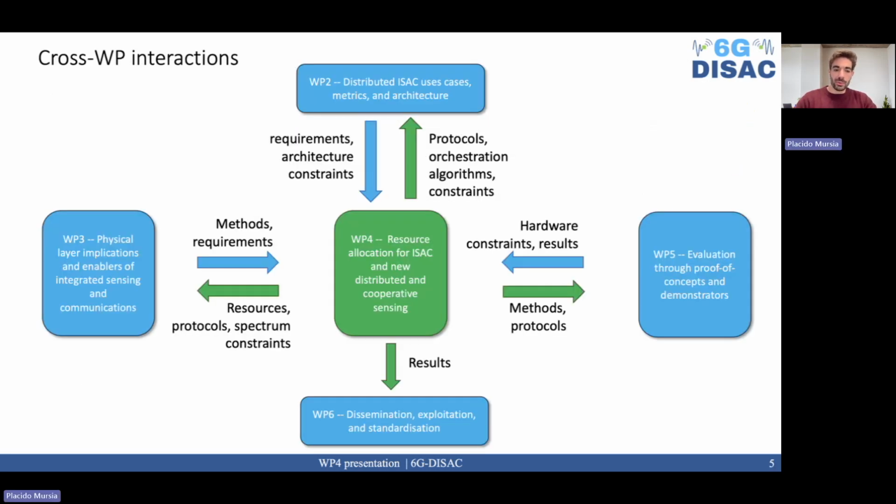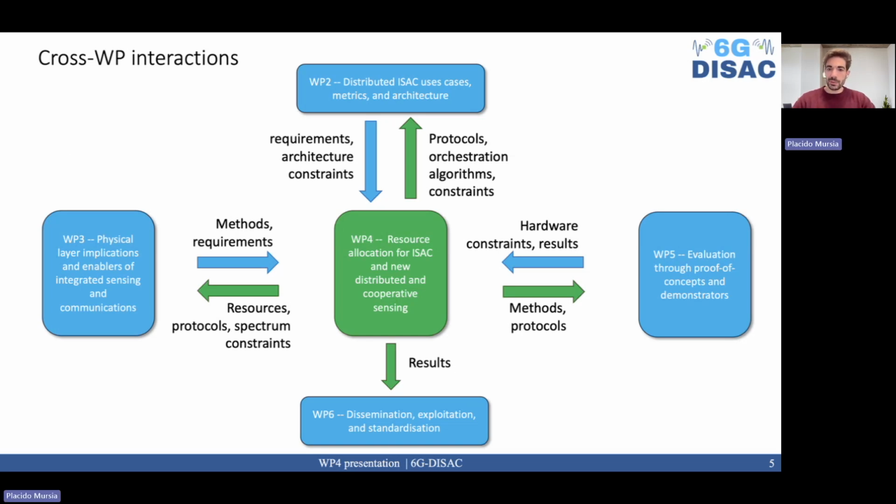Here we have an overview of how Work Package 4 interacts with the other work packages within 6G-DISAC. Work Package 2, for instance, is dedicated to identifying use cases, metrics, and the DISAC architecture, which then is tightly coupled with the design of protocols and resource allocation algorithms. Then with Work Package 3, which is dedicated on defining the technical methods for sensing and communication in distributed settings. These methods and requirements are provided to Work Package 4, which in turn gives resources, protocols, and spectrum constraints.